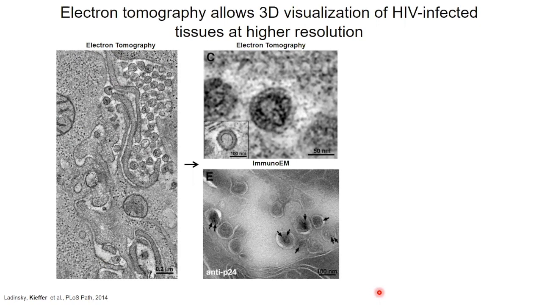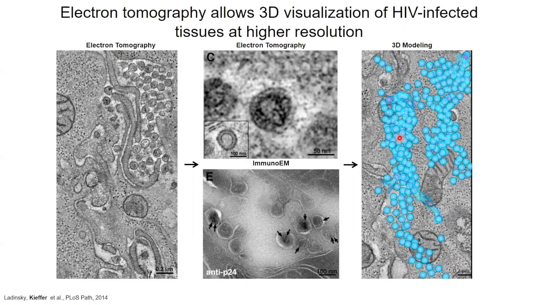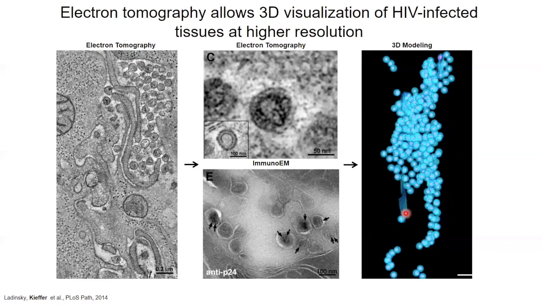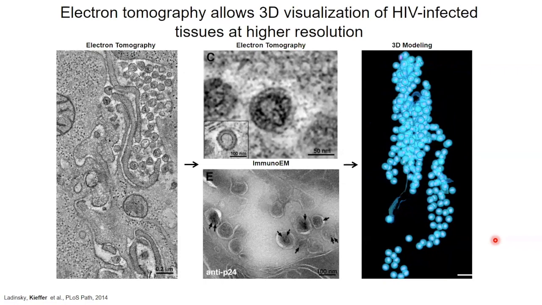And then the real power of electron tomography is that we can gain three-dimensional information. So if we look at this, now you can see, if we model this in all dimensions, what we have is actually not one single pool of virus, but three distinct pools of virus that are in different planes within the sample. And we can even make out budding virions from the end of a filopodia of a cell. And so we very regularly see in mouse models hundreds to thousands of viruses that are packed between cells.